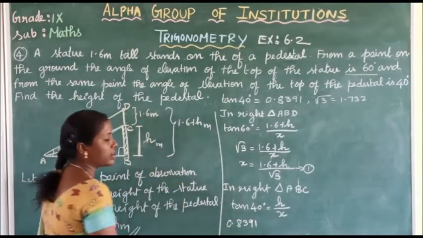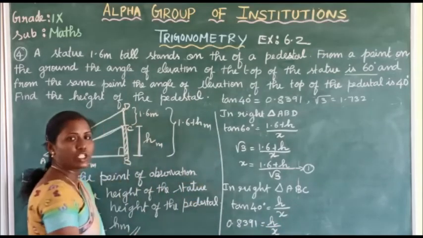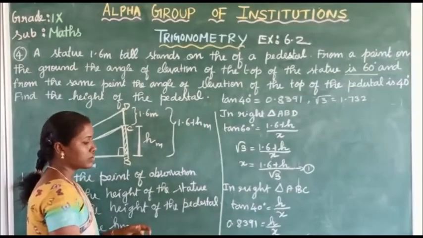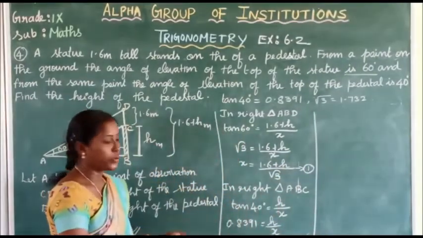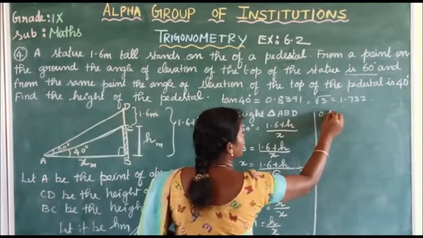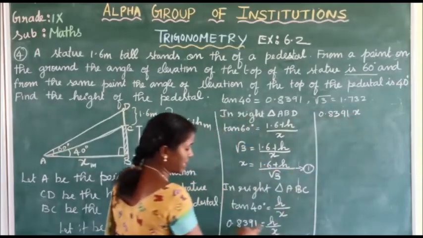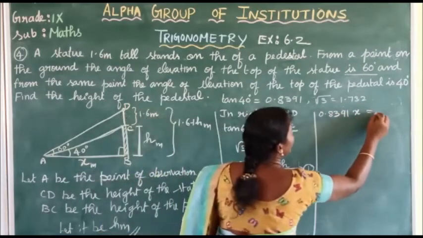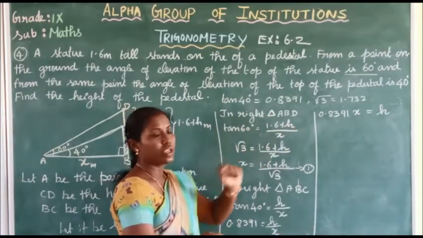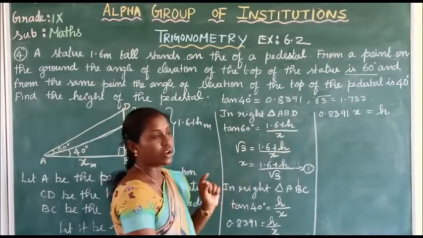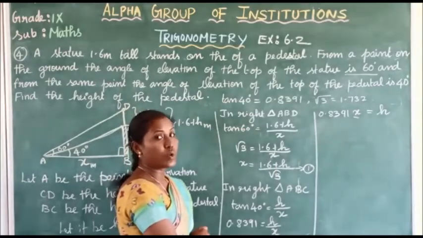0.8391 is equal to h by x. Now what we are going to do is multiply x here: 0.8391 into x is equal to h. See, we got 0.8391 into x is equal to h. If I know the value of x, I can multiply with this and get the value of h.